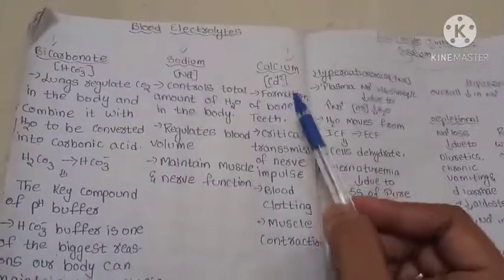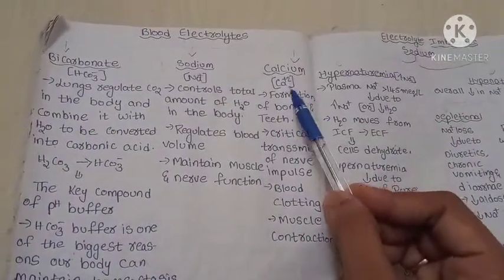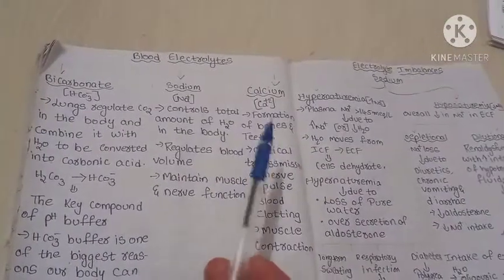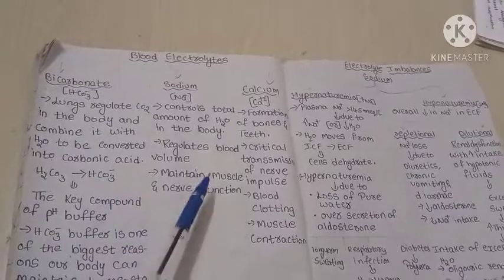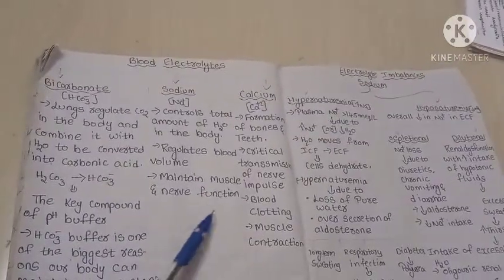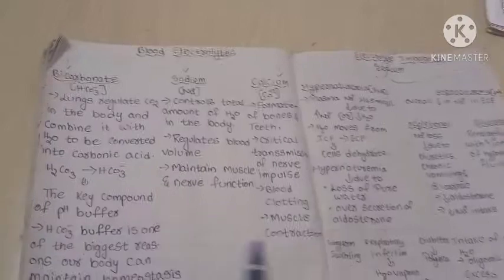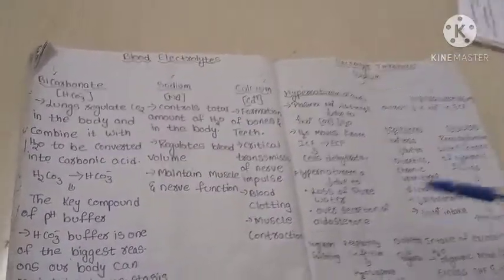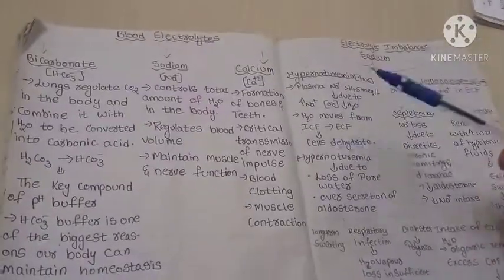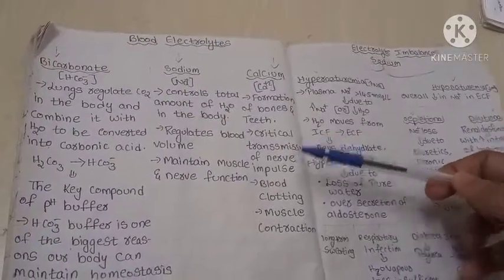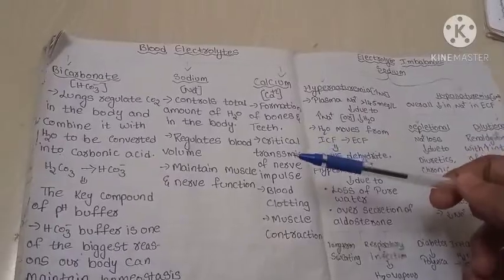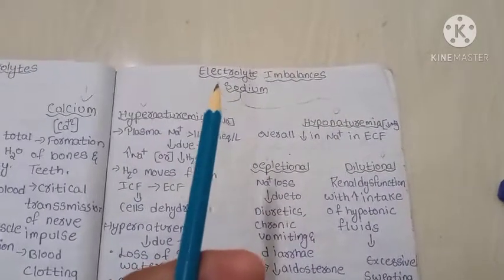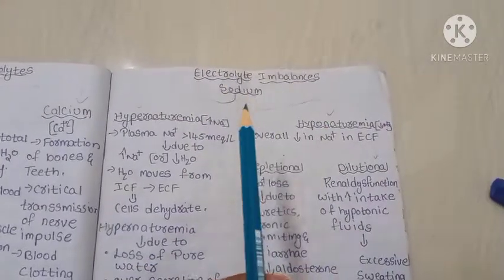Next, calcium. Calcium is known as Ca2+. As we know, calcium is useful for the formation of teeth and bones, and also critical for transmission of nerve impulses, blood clotting, and muscle contraction. Now we will go into the exact topic, that is electrolyte imbalance. First we will see sodium.